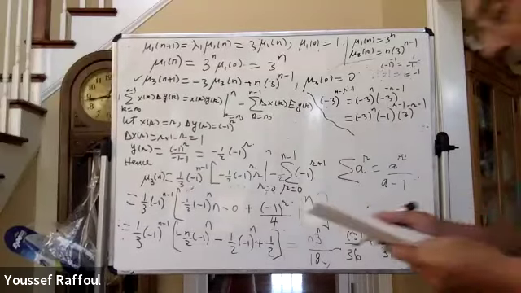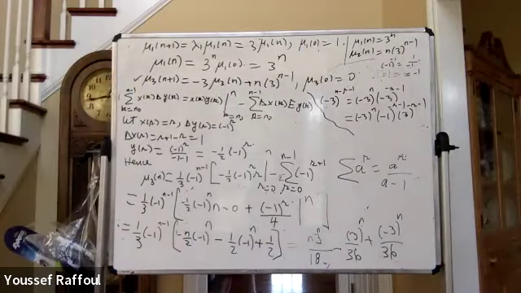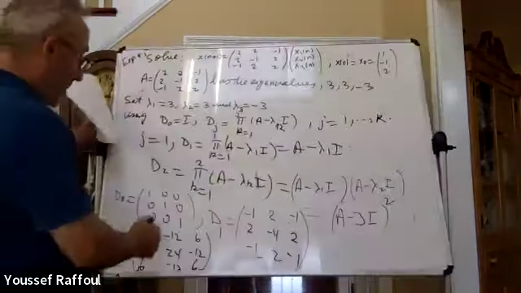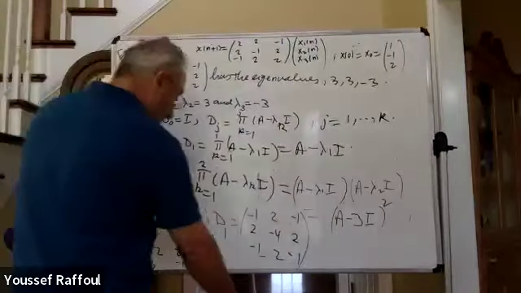Some of you got it correctly on the test. So that is mu3 of n. All right, so now what we're going to do is go back, and we know the D's and we know the A.